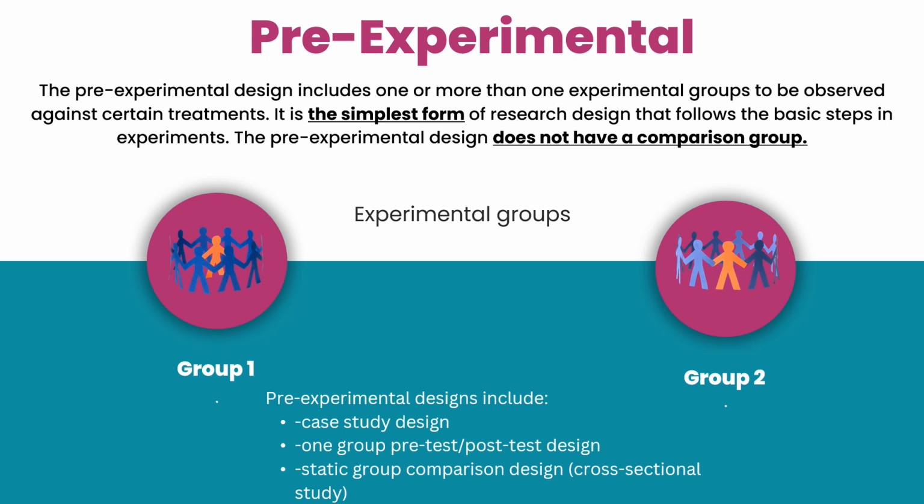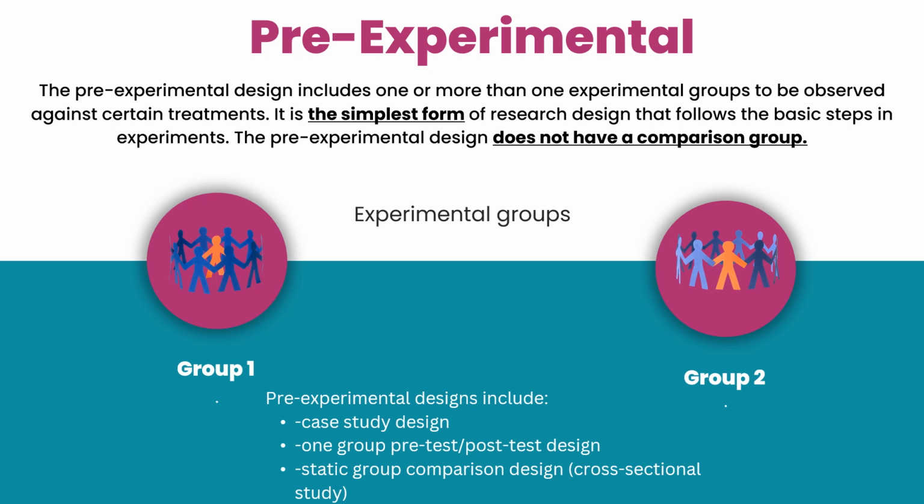So this design includes one or more than one experimental group to be observed against certain treatments. It is the simplest form of research, which is why it's the weakest, a design that follows the basic steps in experiments. The pre-experimental design does not have a comparison group.